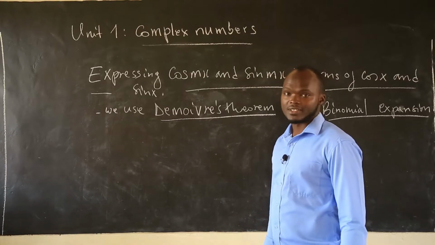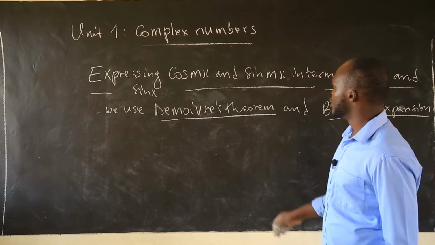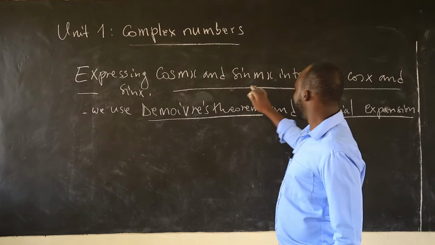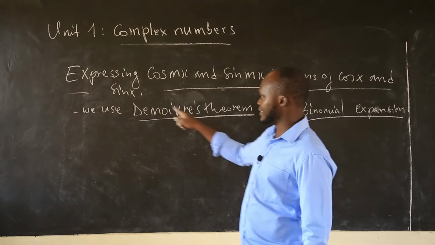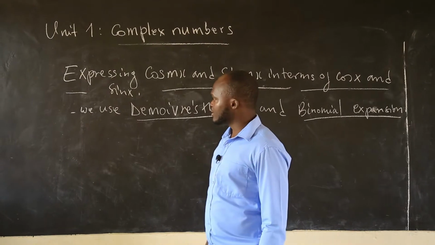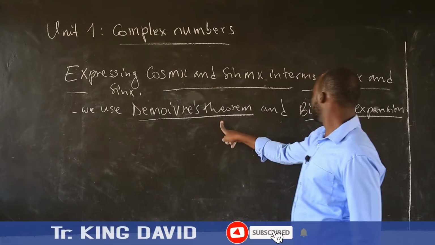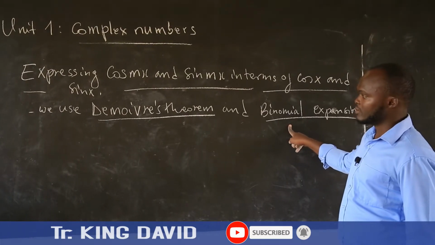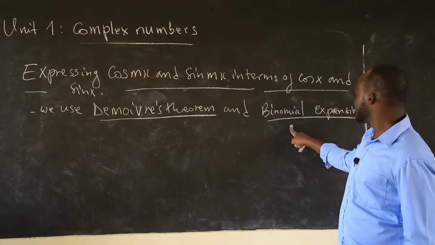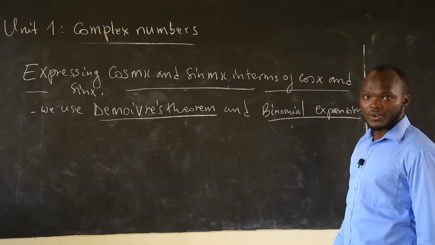Okay, we're going to see how we can express cos mx and sin mx in terms of cos x and sin x. To do that, we use De Moivre's theorem and also binomial expansion.